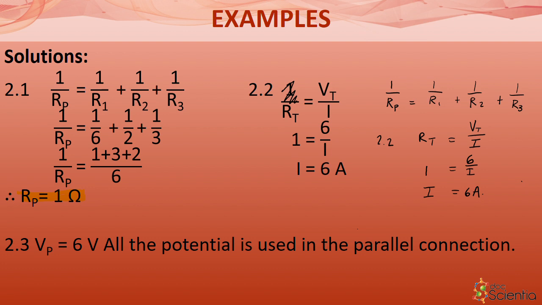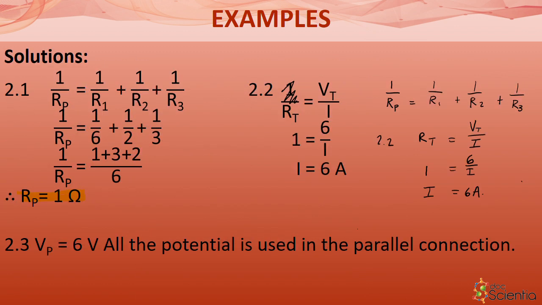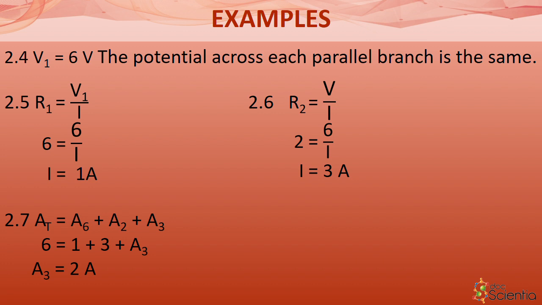Then for 2.3, they say, what will the reading be on VP? En ons het nou maar gesê, die potentiaalverskil is oral dieselfde. So if this one reads 6 volts, then that one will read 6 volts, then that one will read 6 volts. So dis nou sommer vir julle 2.3 en 2.4 se antwoorde. 2.3 is 6 volts, want al die potentiaalverskil word in die parallelle koppeling gebruik. En 2.4 se antwoord is ook 6 volts, because the potential difference across each branch will be the same. So ons moet gesê, as daar nog ene was en nog ene was, het hulle almal gelees 6 volts.